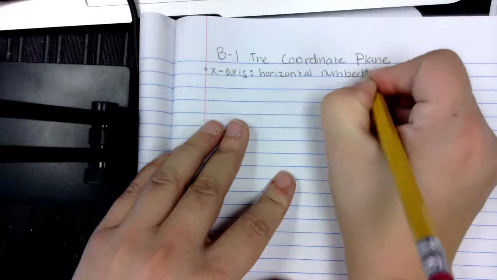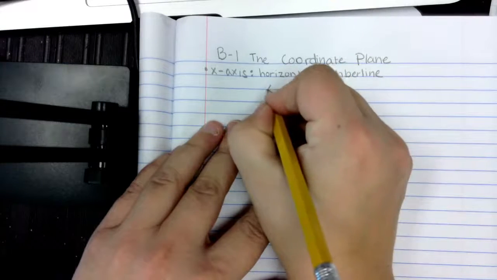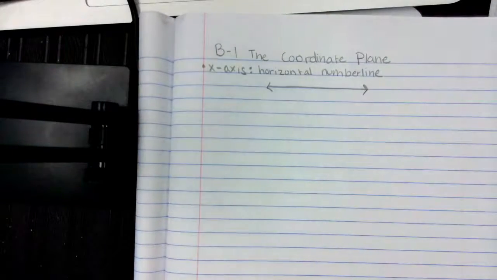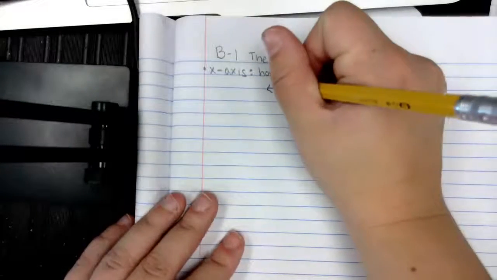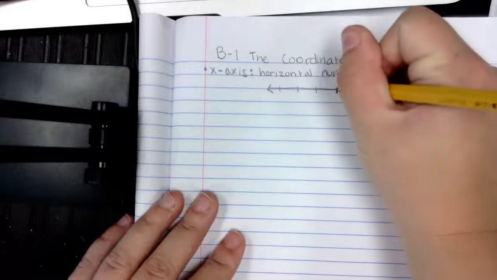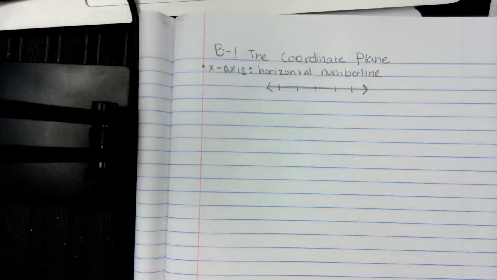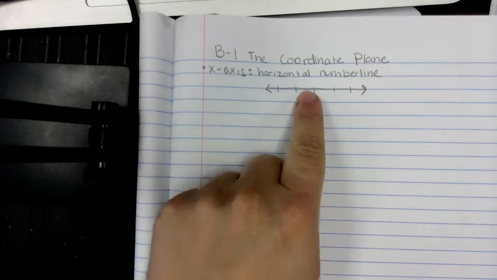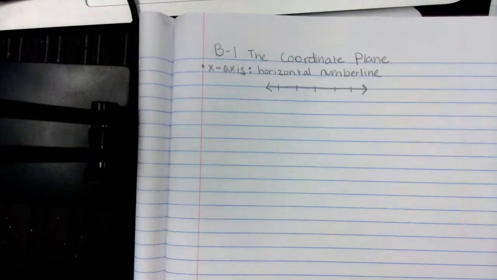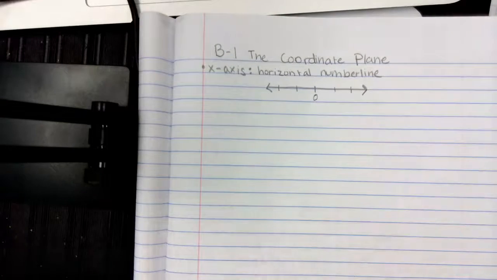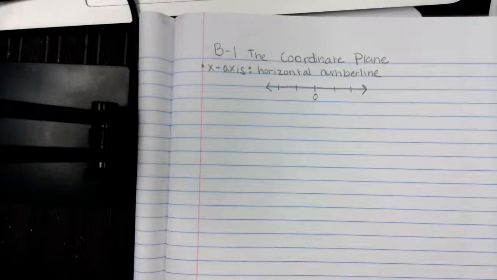So if we drew a horizontal number line, that means it goes side to side. And we would have tick marks on it. Tick marks are the lines. When we label the numbers on the number line, do we label the space between or do we label the tick mark itself? The tick mark. So this middle tick mark we're going to keep as 0 for today. Doesn't always have to be 0 in the middle, but we like it to be 0.